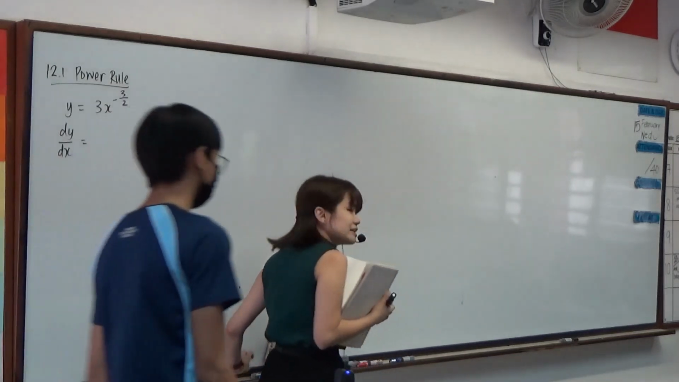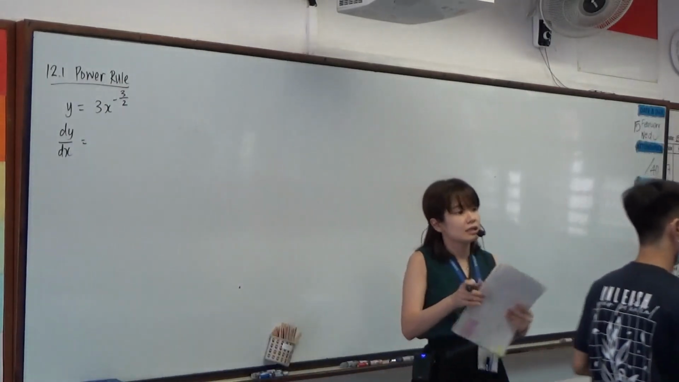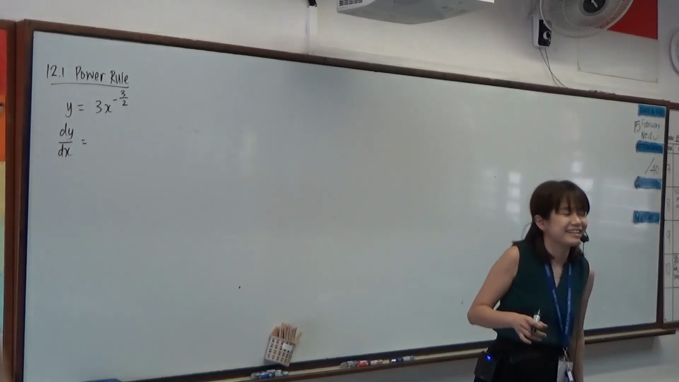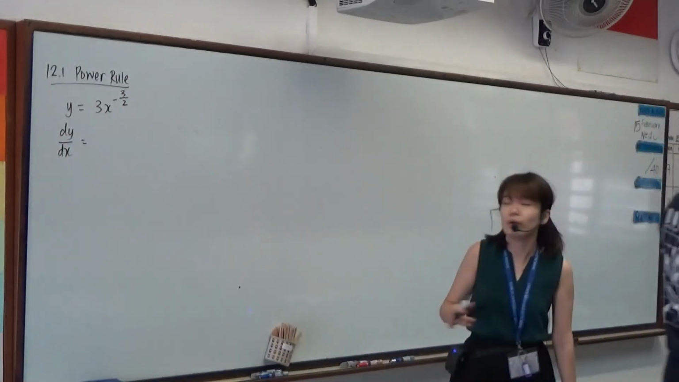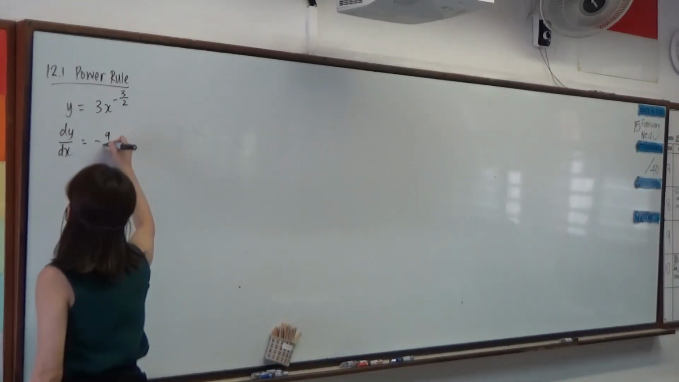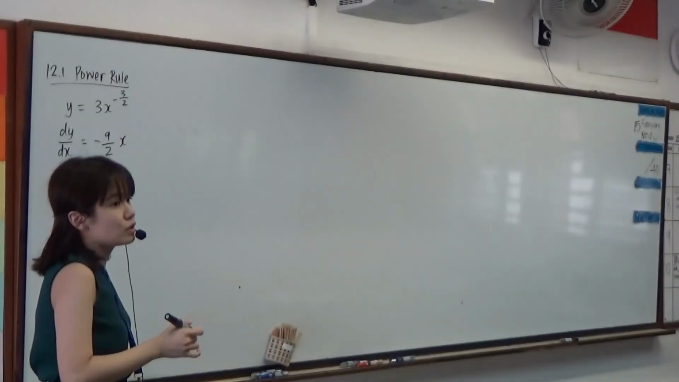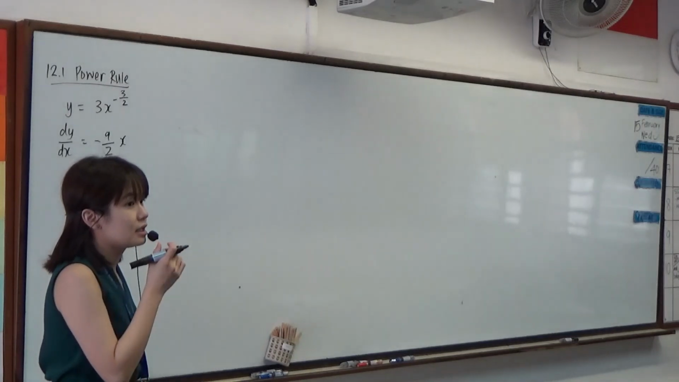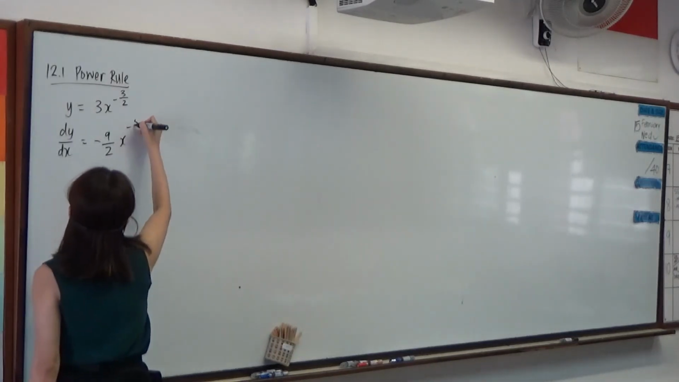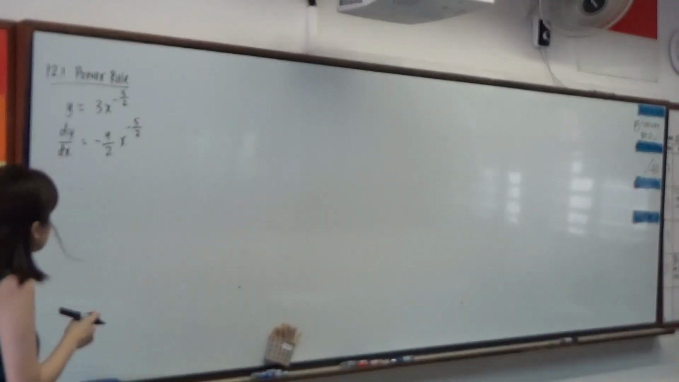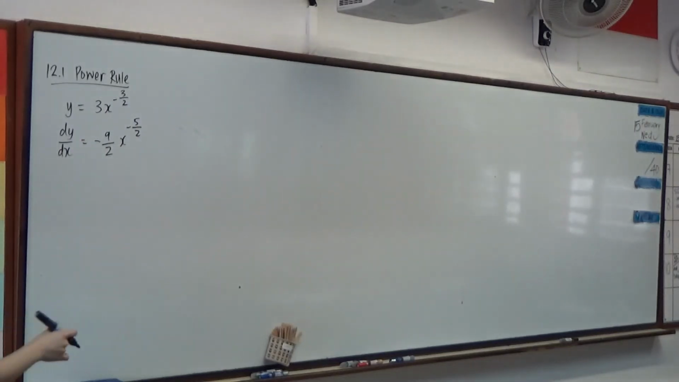Negative 9 over 2, and then x to the power of negative 5 over 2. Thank you very much. So we have negative 9 over 2, x to the power of negative 5 over 2.